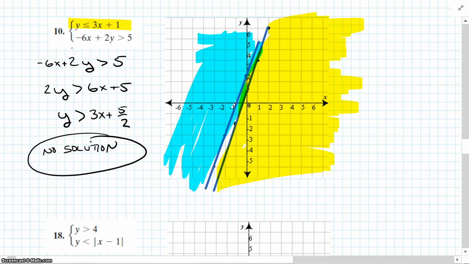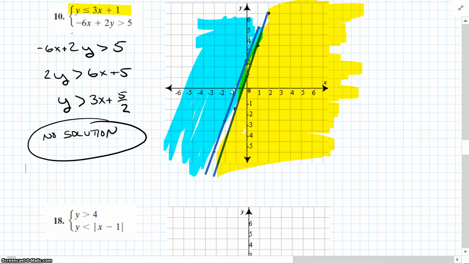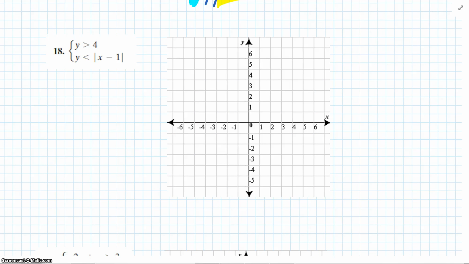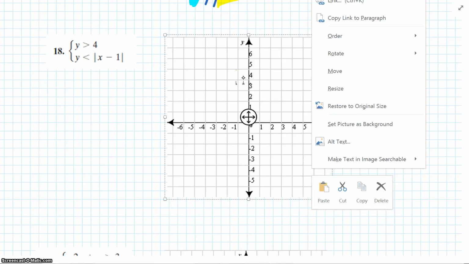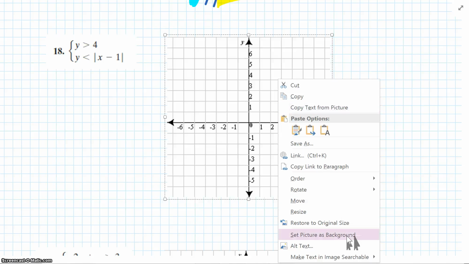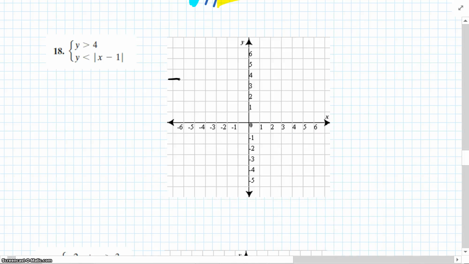Okay, next example. Number 18. And you could have been able to tell right here, the slopes are the same, by the way. Okay, number 18. Y is less than 4. So my y-intercept's 4. It's a dotted line, so I'm just going to draw a dotted line at 4. And y is greater than, so we're going to go yellow above.